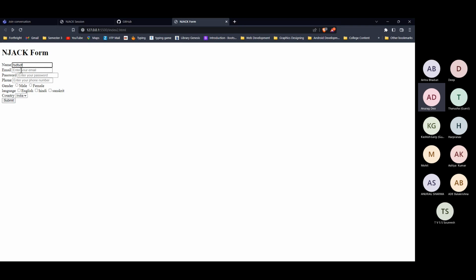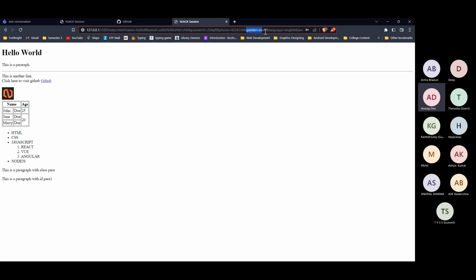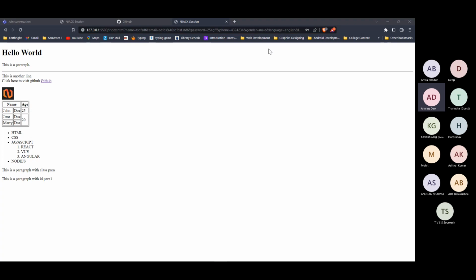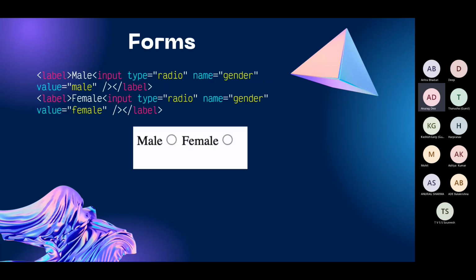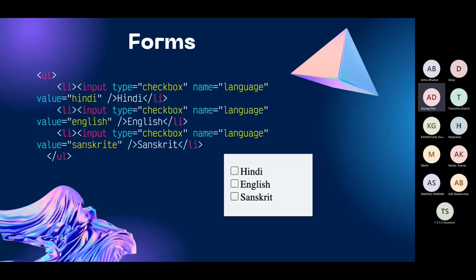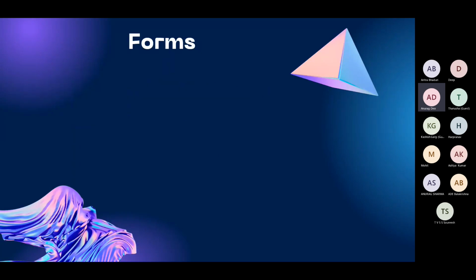So if I fill something and submit it, I want you to see the URL. As you can see, gender equals male. I have selected two languages, English and Hindi. In country, I have selected USA, so it's showing USA. So by this, we have covered all these slides, the checkbox and the drop down also.